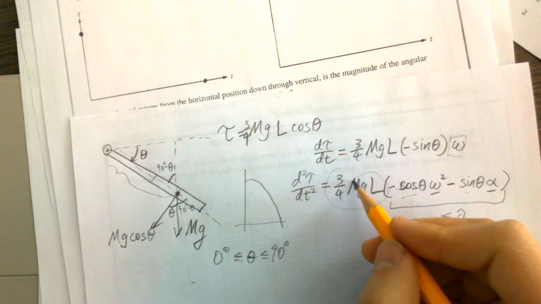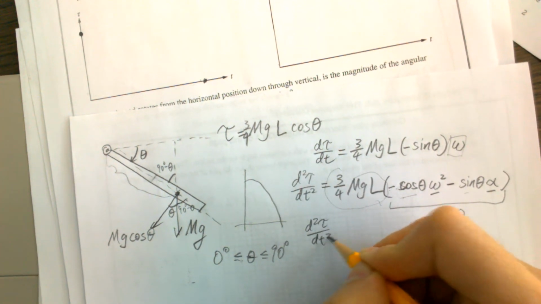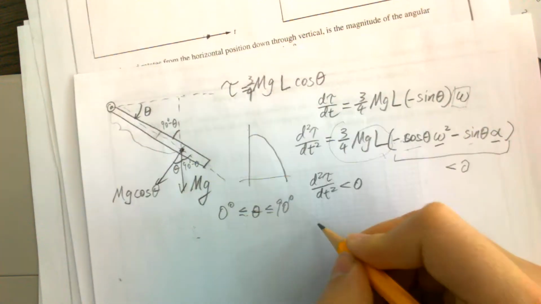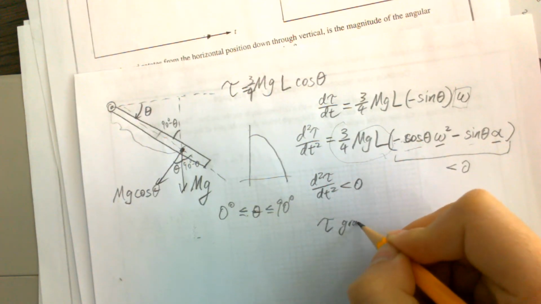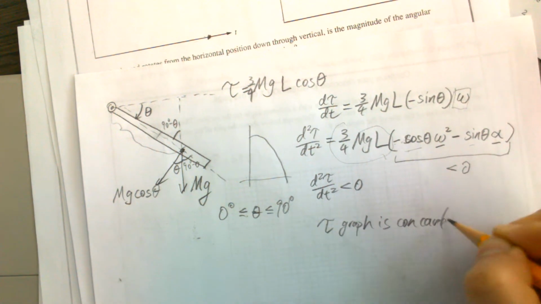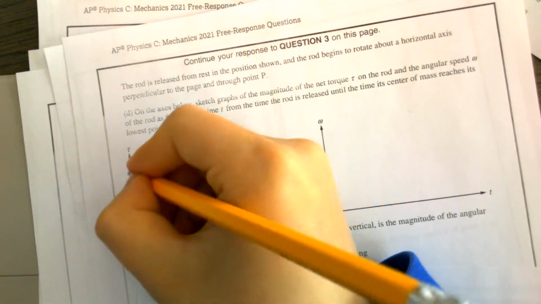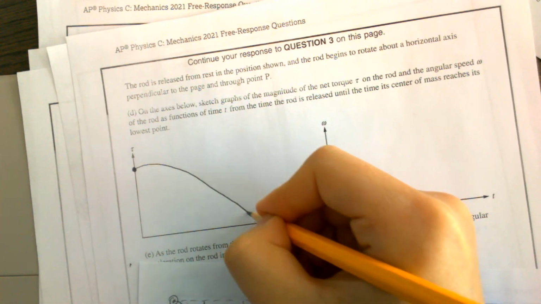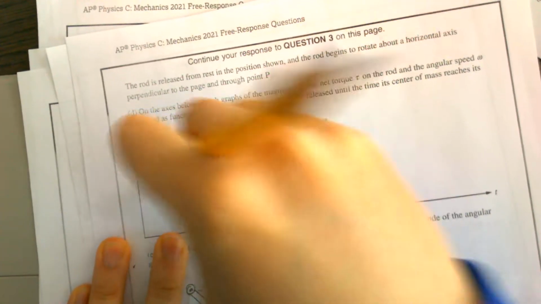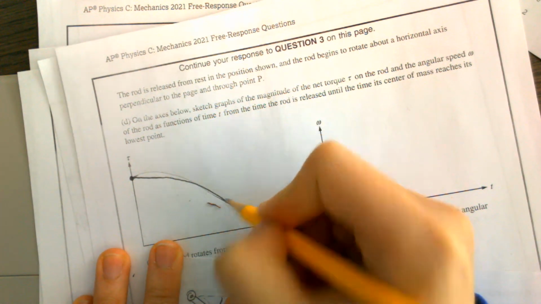This is all positive, so the second derivative of torque with respect to time is negative. So the torque graph is concave down. So the shape should be something like this. It should not increase here. It's always going down, but it should be concave down.